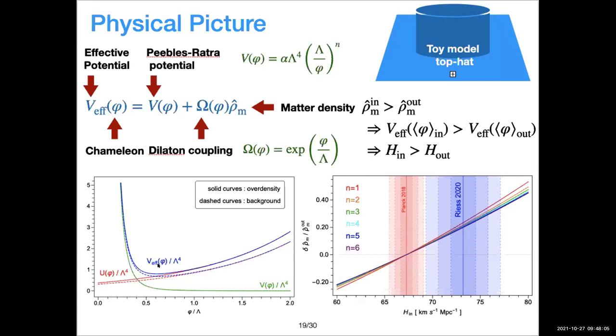So it's easy to see that for chameleon fields in the high density regions, they will have higher vacuum energy than in the low density region. So therefore the high density regions will expand locally faster than the low density region.